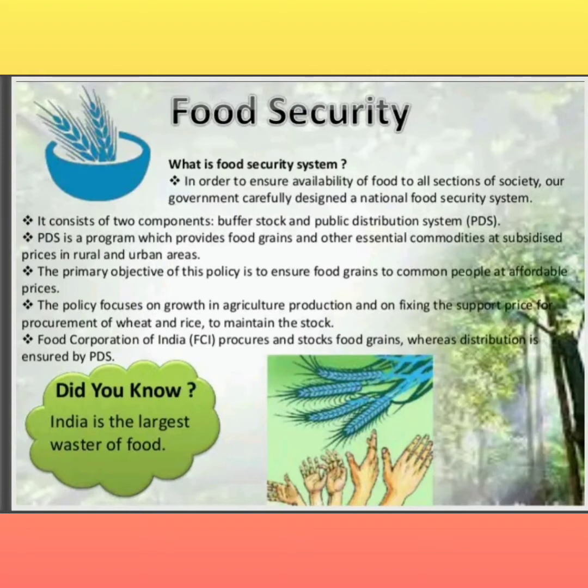Now the FCI, or the Food Corporation of India, procures or collects and stocks the food grains, whereas the distribution is ensured by the PDS. The work of the FCI is to collect the food grains, and for the distribution, the public distribution system is there.